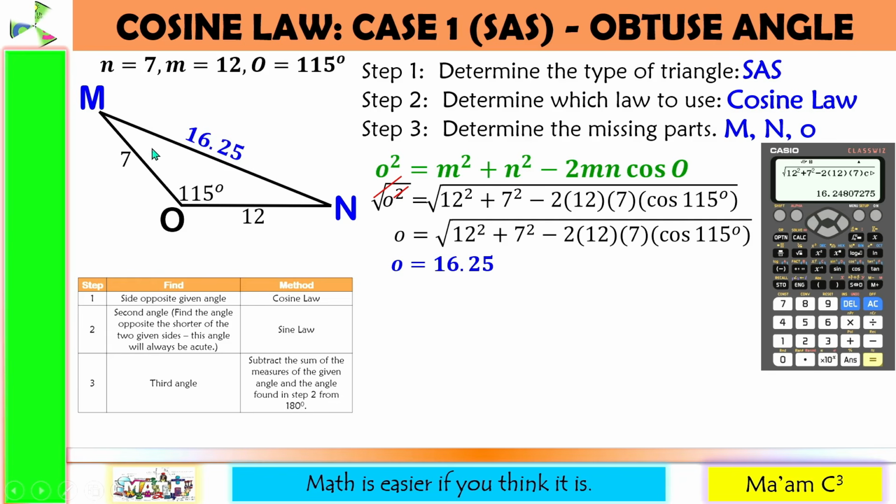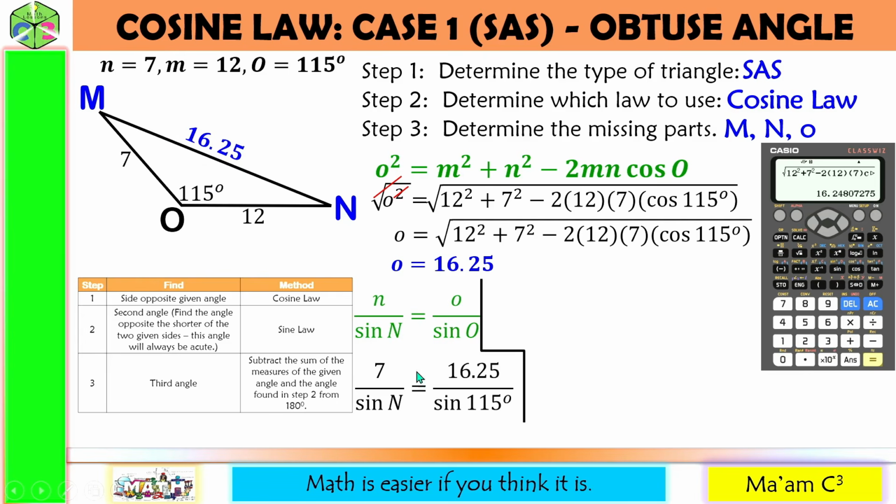Next step, step 2, we're going to determine the second angle, and this is the angle opposite the shorter of the two given sides. So 7 is shorter than 12, so the opposite angle is angle N. We're going to solve first for the value of angle N. N over sine N is equal to O over sine O. Let us substitute. We have N is 7, N is the missing angle, O is 16.25, and angle O is 115 degrees. Let us do cross multiplication.